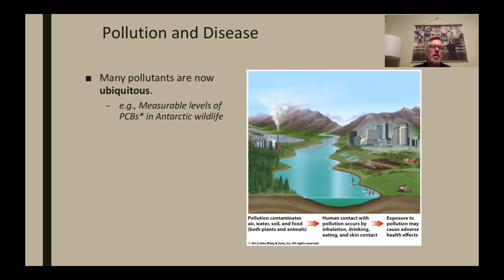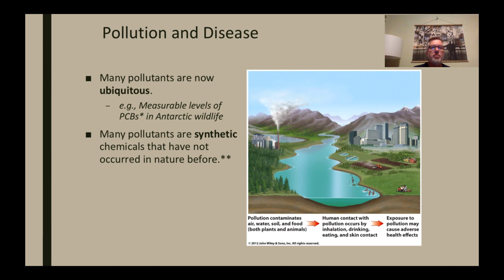So, many pollutants are now ubiquitous, meaning they occur everywhere. And I think the poster child for that is the fact that PCBs are found in measurable levels in Antarctic wildlife, which are the most isolated wildlife in the world. And for those of you who don't know, and probably none of you know, PCBs are synthetic chemicals that were used in electronic products, that were used in hydraulic fluids, that were used in various plastics, and they have been discovered to have incredibly bad health effects.